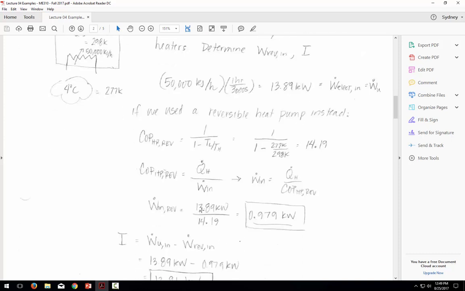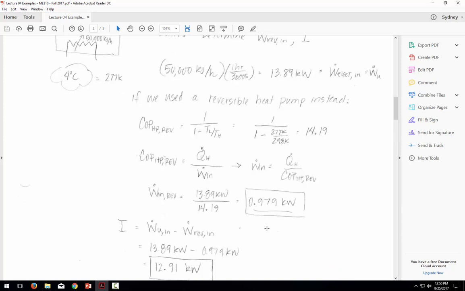Now if we divide our Q dot H by our COP, then we'll find how much reversible work we're putting into this system. So 13.89 divided by the COP is equal to 0.979 kilowatts. Okay, so replacing our electric heater with a heat pump will require us to only spend 0.979 kilowatts in power.